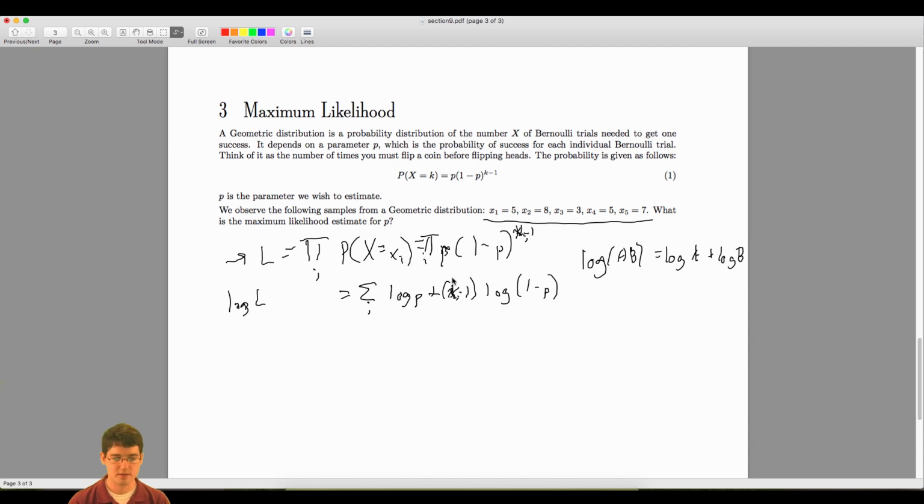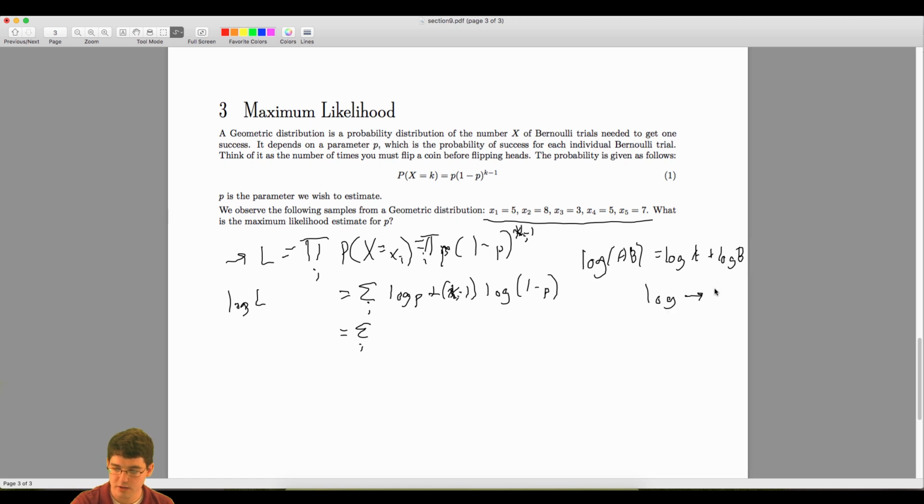Well, if you remember from calculus, a generally good way to find a maximum is to take a derivative and set it equal to 0. So let's take the derivative of this term here. We're still going to have the sum over i. Then we're going to have a log p. If you remember from calculus, this is a lot easier if we say that these logs are base e.